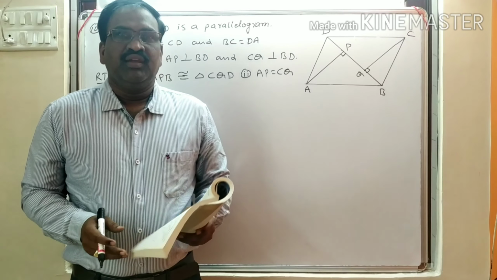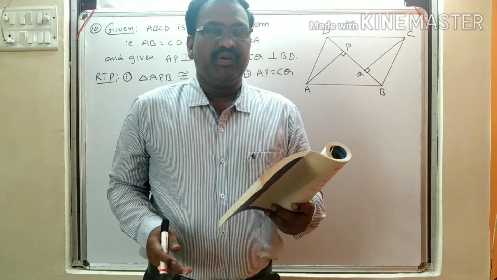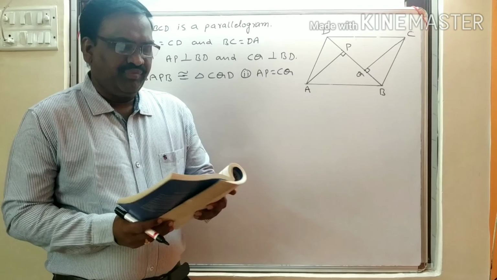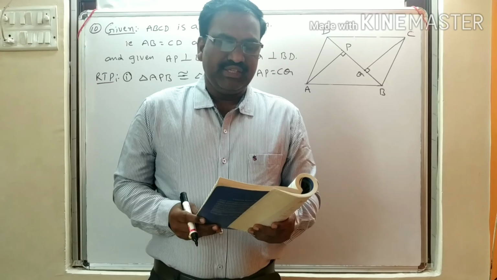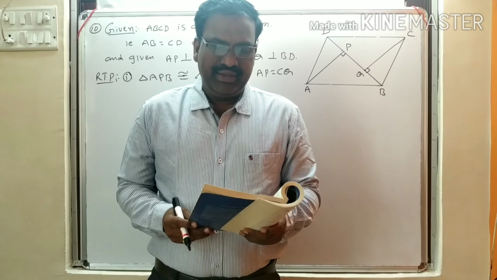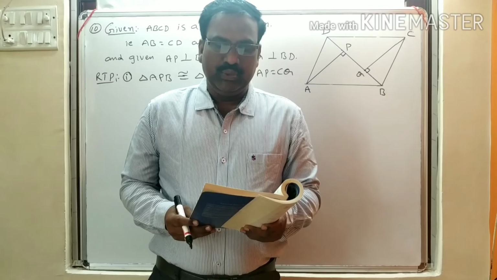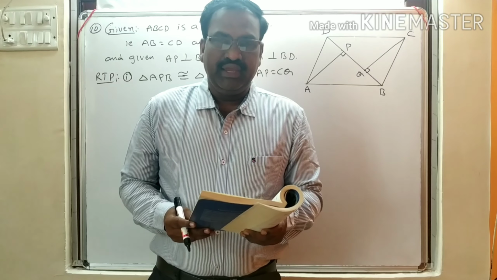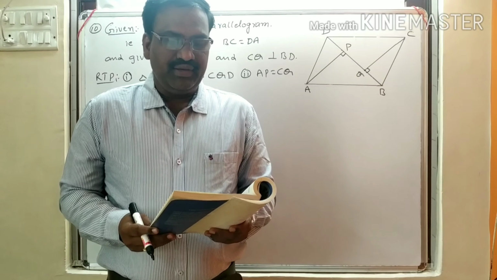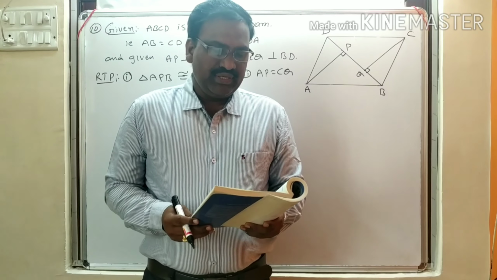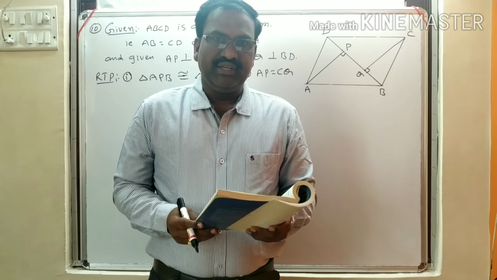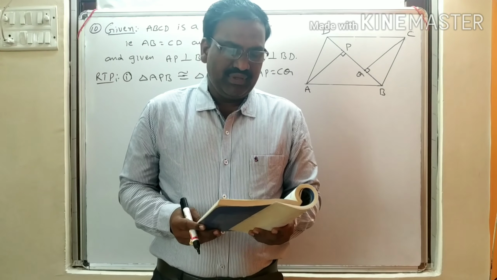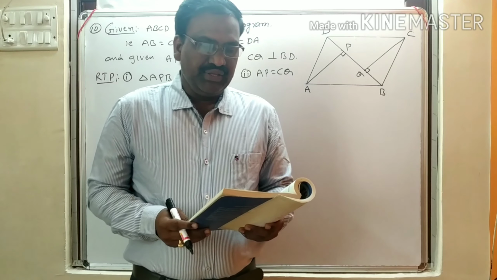Hi children, next problem, exercise 8.1, problem number 10. ABCD is a parallelogram and AP and CQ are perpendicular from vertices A and C on diagonal BD. Show that first condition, triangle APB congruent to triangle CQD. Second condition, AP is equal to CQ.